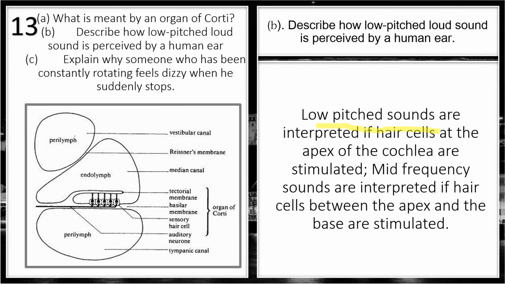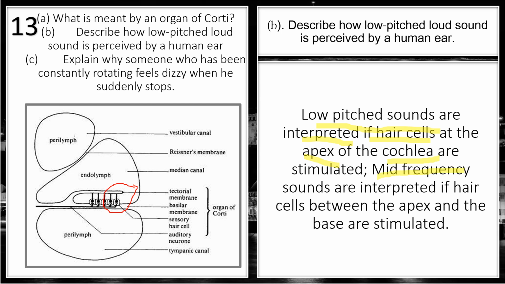Low-pitched sounds are interpreted when hair cells at the apex of the cochlea are stimulated. So if the ones at the apex are the ones that are more stimulated, then we are going to get a low-pitched sound.